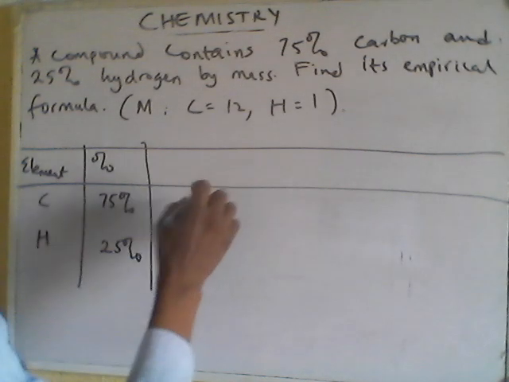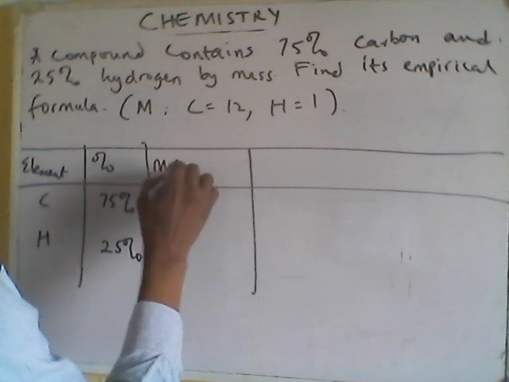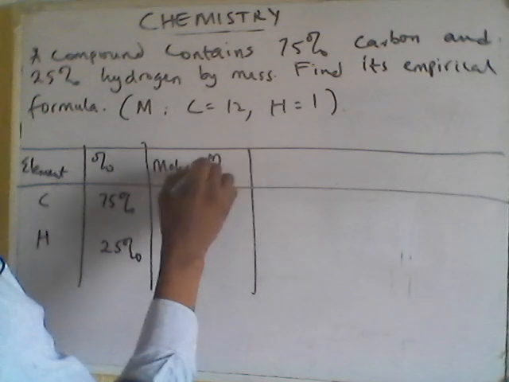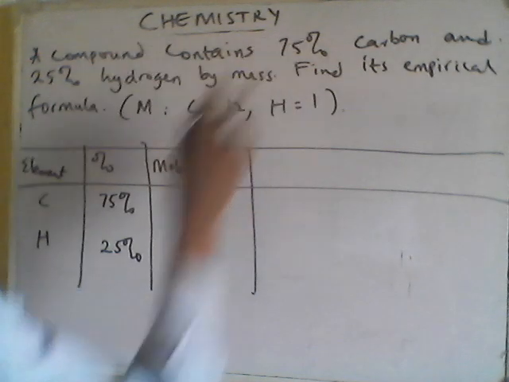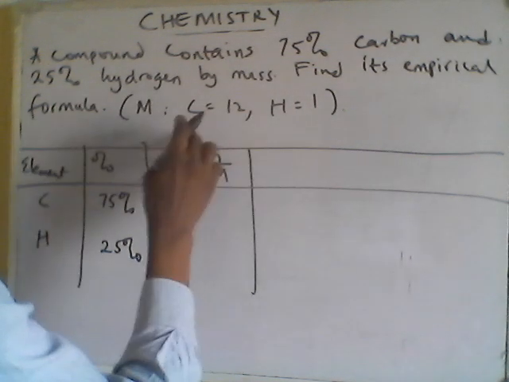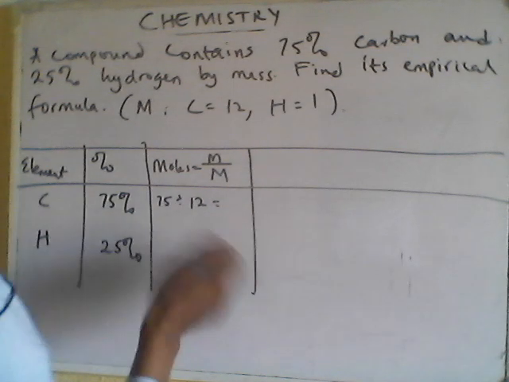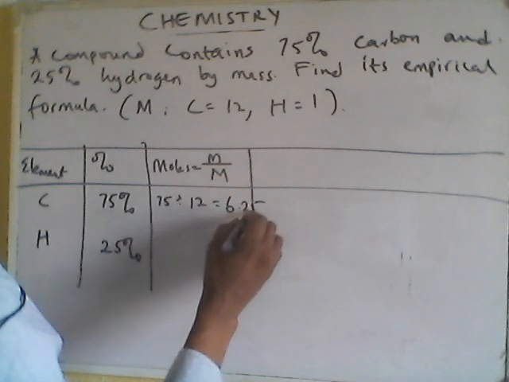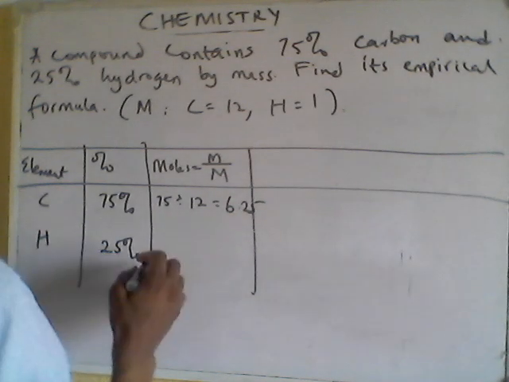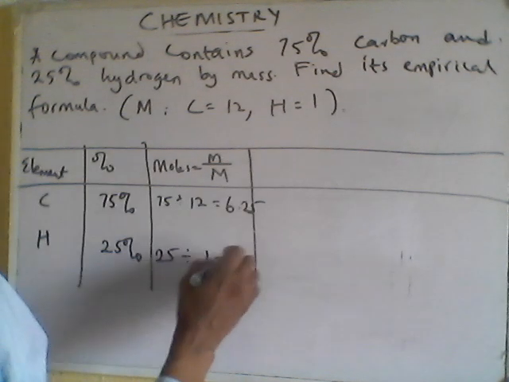The next one is to get the number of moles. Moles is equal to mass in gram, small m, over big M, or percentage composition over the molar mass. So percentage composition here is 75 divided by the molar mass of carbon, which is 12. We might not get an absolute value, we'll get like 6.25. Then divide 25% here by the molar mass of hydrogen, which is 1.